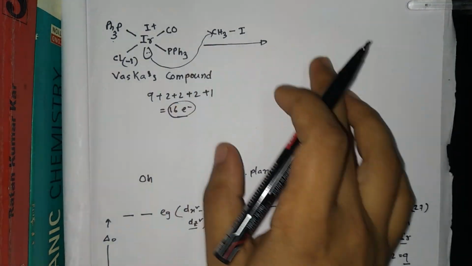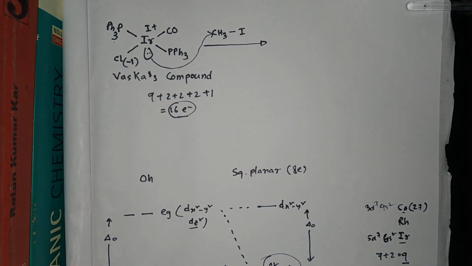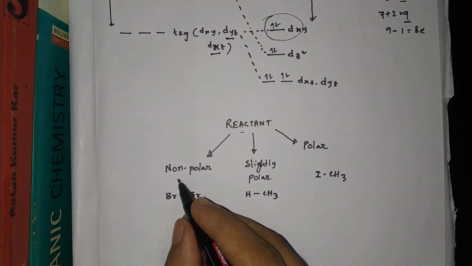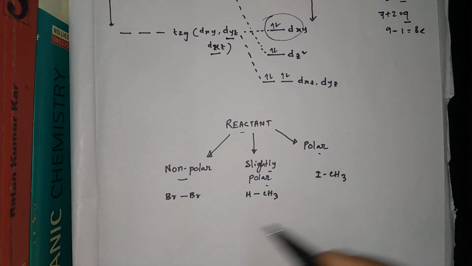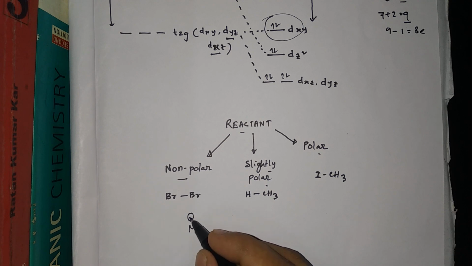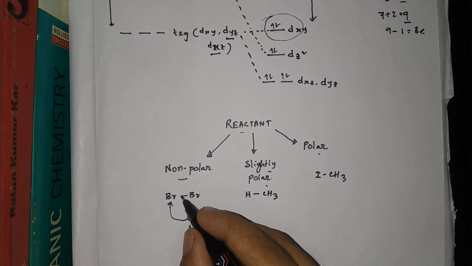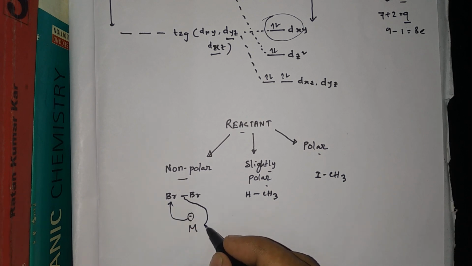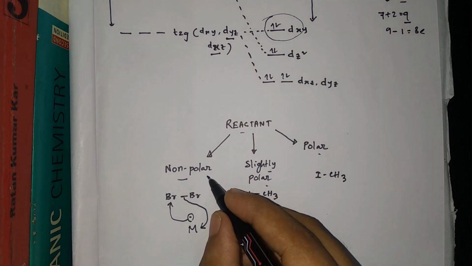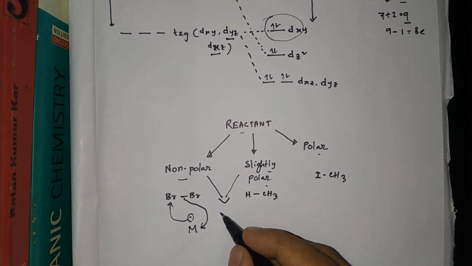Now after this reaction, will the compound geometry be trans or cis? That is the question. For that we have to come to the reactant properties. The reactant may be non-polar, slightly polar, or polar. For non-polar and slightly polar, what will happen? The metal electron donation and the bonding electron donation to the metal vacant d orbital will happen synergistically, meaning simultaneously, and hence these two will lead to the cis product.